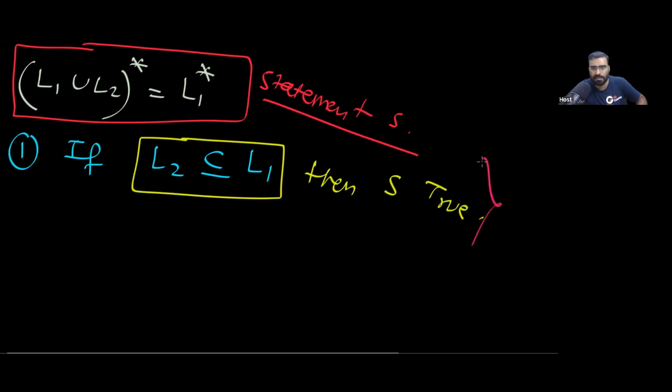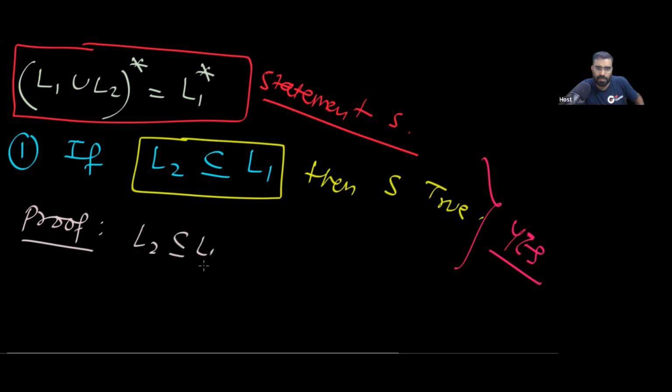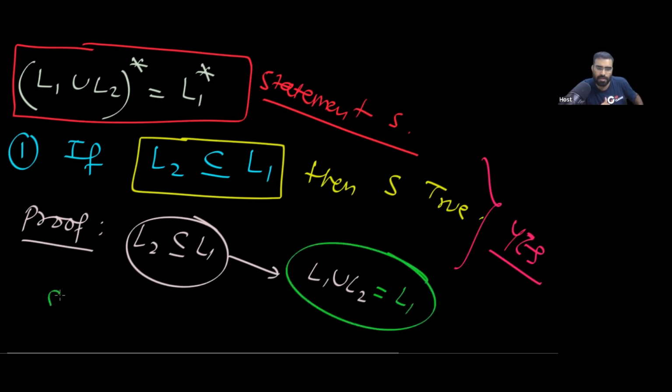Yes, this is correct. Yes or no? Because if L2 is a subset of L1, then what will happen? What is the proof? Because L2 is a subset of L1, what is L1 union L2? L2 is a subset of L1, so L1 union L2 will be L1. So (L1 union L2) whole star will be the same as L1 star. Agree or not? Please tell me. Did you understand this first statement?